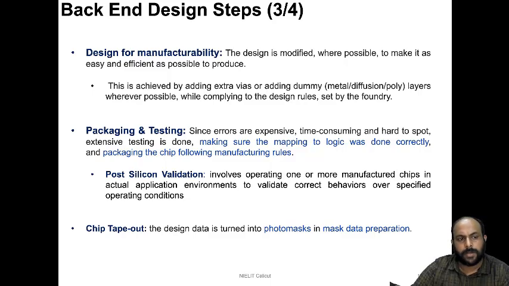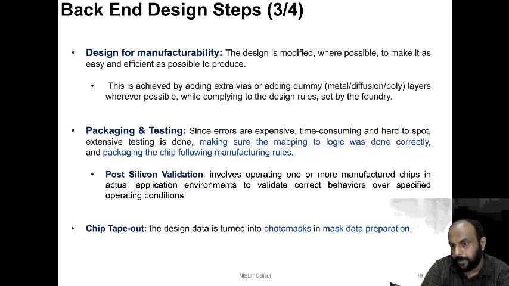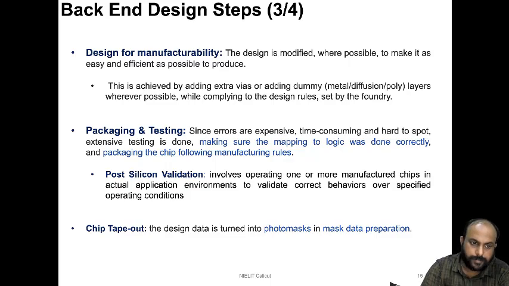Sometimes there could be a step called design for manufacturability shown separately in the flow. In this step, basically the design is modified to the extent possible to make it easy and efficient to be produced. So basically in this step the DFM is achieved by adding extra wires, adding dummy layers, etc., all complying with the design rules set by the foundry.